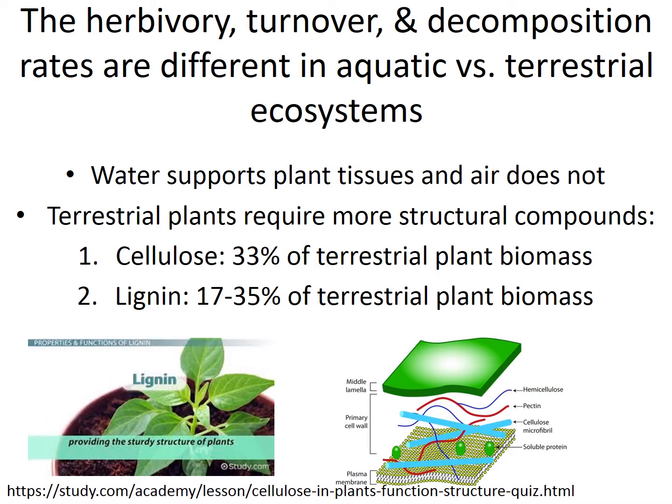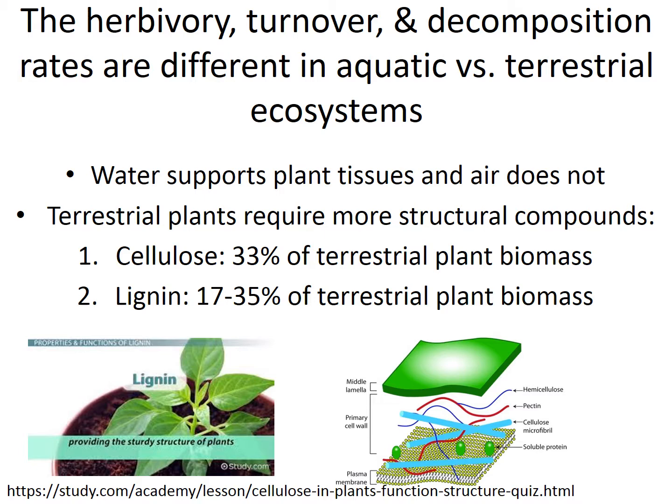But why are there more autotrophs in a terrestrial system versus an aquatic one? Well, that's because the herbivory, turnover, and decomposition rates are different. But before getting to how they're different, we need to know why. And that's mainly because water supports plant tissues and air does not.